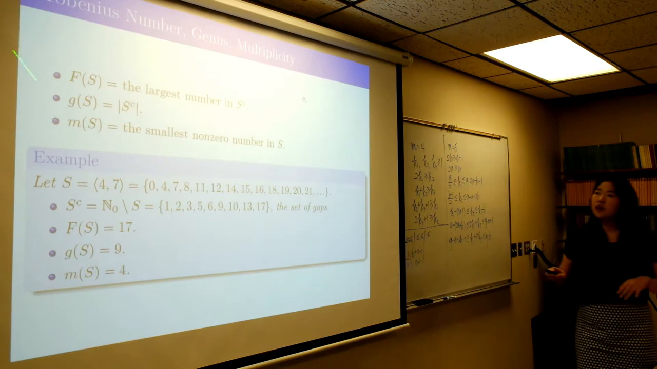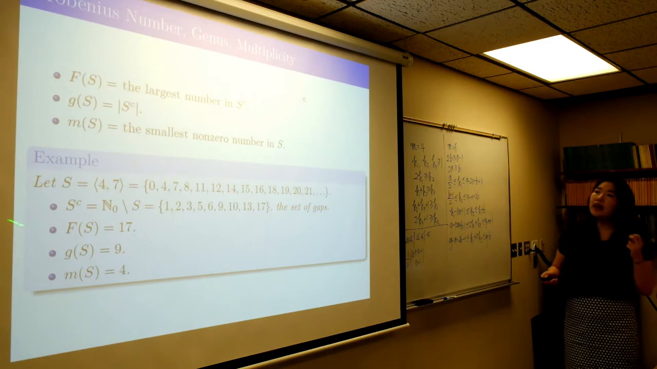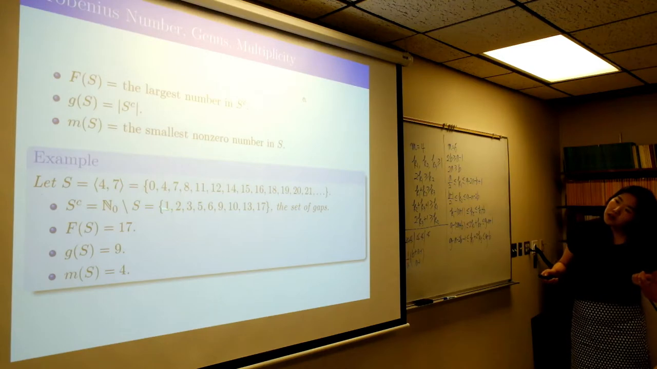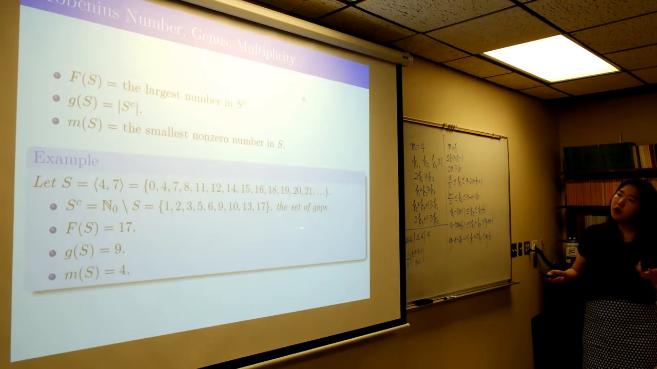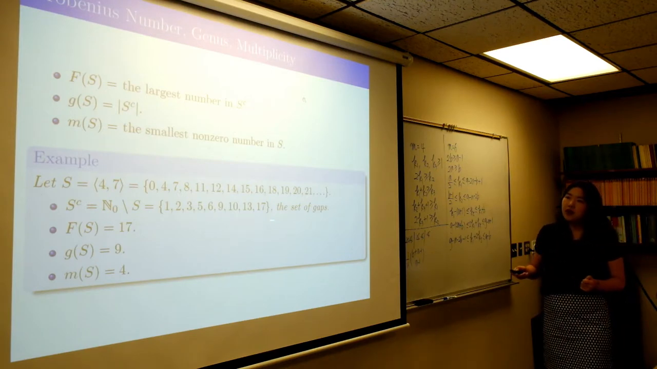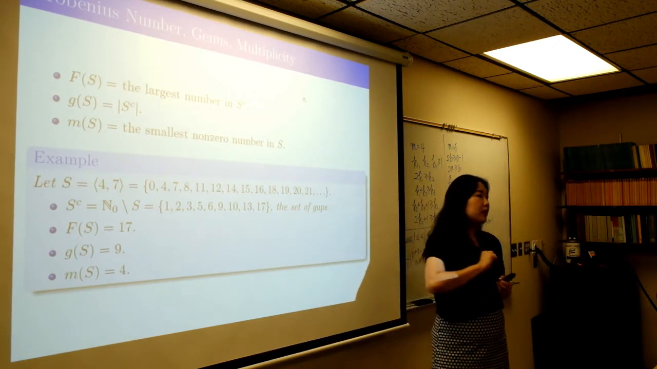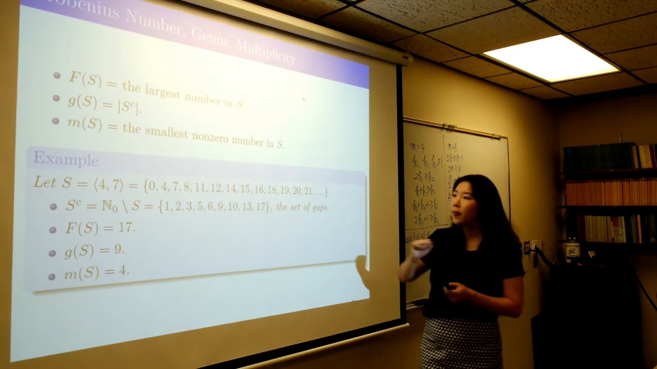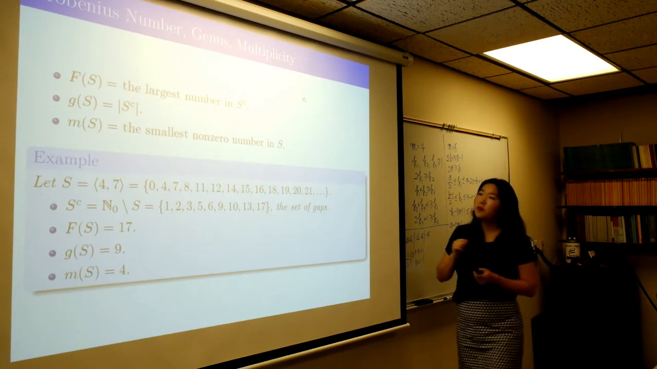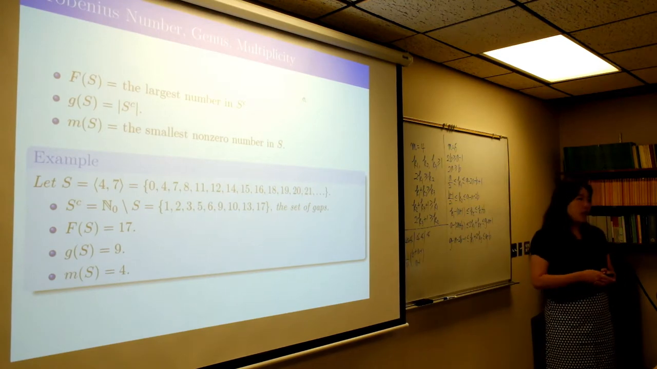For example, if you consider the set generated by 4 and 7, then S complement is this set, which is finite. Each element of S complement is called a gap, so S complement is also called the set of gaps. Here, the largest number in S complement is 17, so the Frobenius number is 17. The genus is the cardinality of S complement, which is 9. And multiplicity is the smallest nonzero number in S, so that's going to be 4.